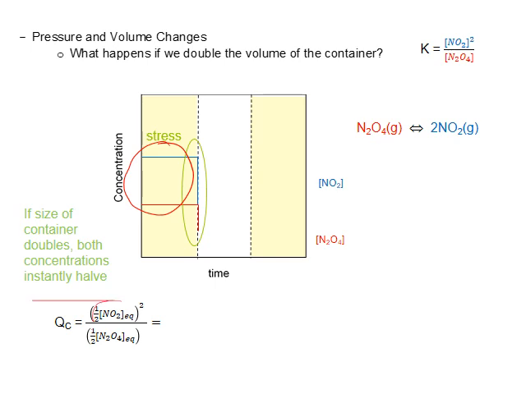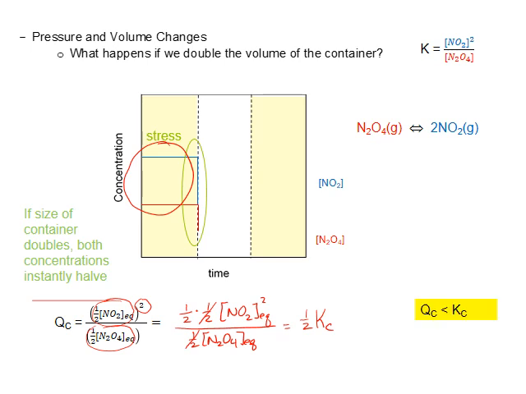Notice that what we've done is taken our equilibrium concentrations and multiplied both of them by 1/2 to represent the doubling of the size of the container. However, in the numerator, we also have a power of 2. If we rewrite this, in the numerator we have 1/2 squared times the equilibrium concentration of NO2 squared divided by 1/2 the equilibrium concentration of N2O4. We see that one set of halves will drop out, giving us a value that is now 1/2 of our original Kc value.